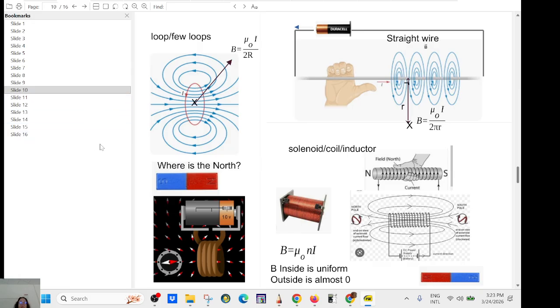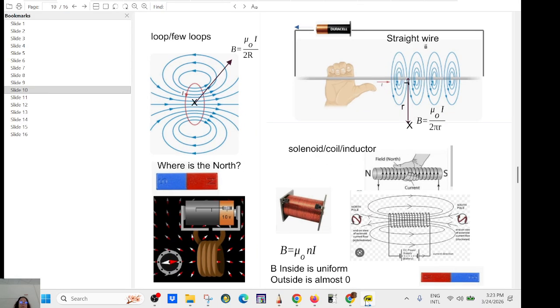Oh, look at how nice I am. I summarized everything. So if you have a straight wire, again, you take your right hand. The thumb is the current. The magnetic field is going to circle around at a given distance from the wire. That's going to be the equation for the magnetic field. If you have a loop of current, then you take your right hand, your fingers will be the loop, the thumb will be the north, and at the center here, you can find the magnetic field.